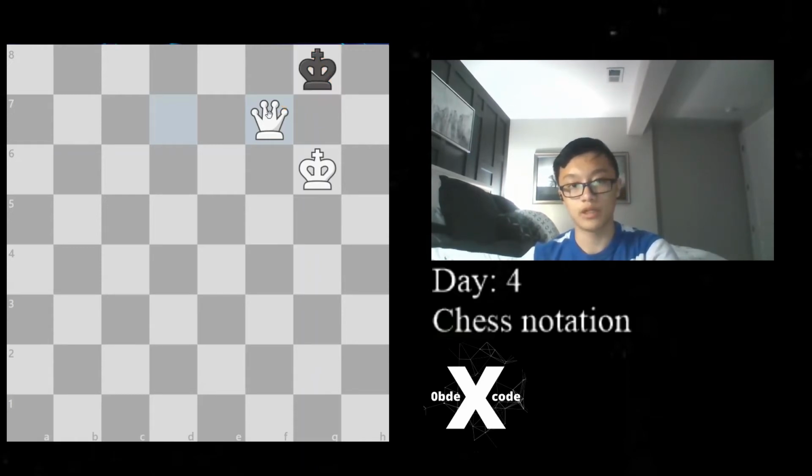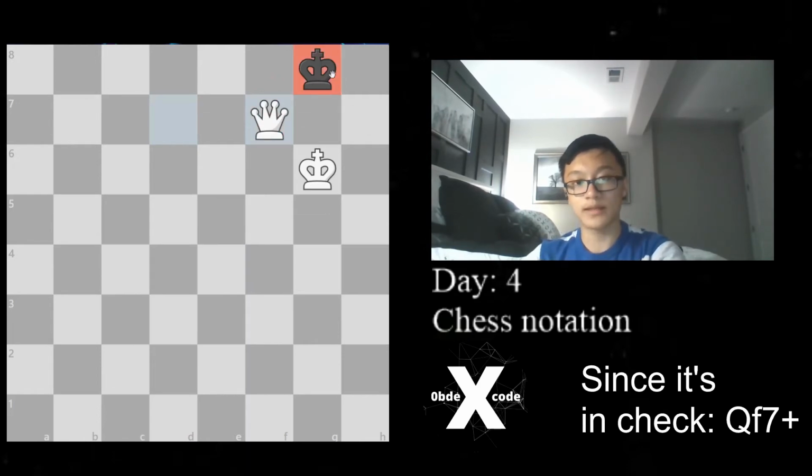So this would be Qf7 because the queen is labeled Q. It's on f7. Remember the f7 square, and it's in check. So what we would do when the king is in check is put a plus sign at the end.